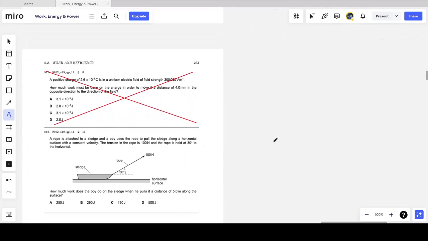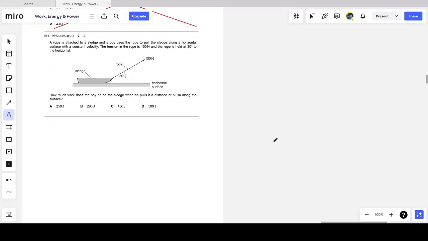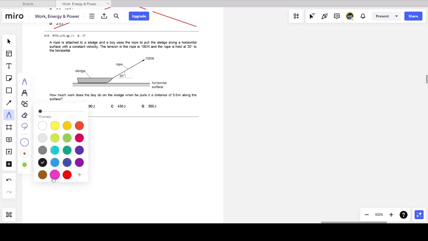517 is electric fields. That has definitely moved on to A-level physics, so that will not be in an AS physics paper, not in paper 1 or paper 2, but it was in the past. Hence, it's in this collection of questions.